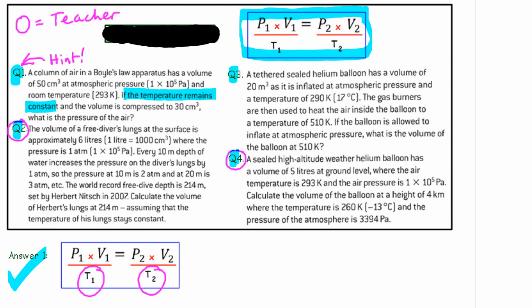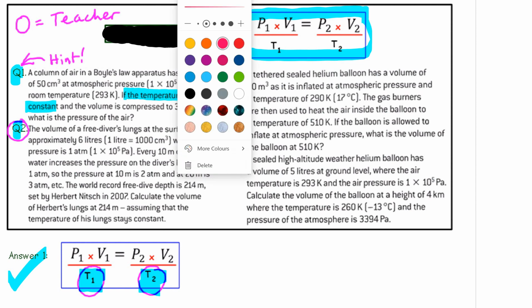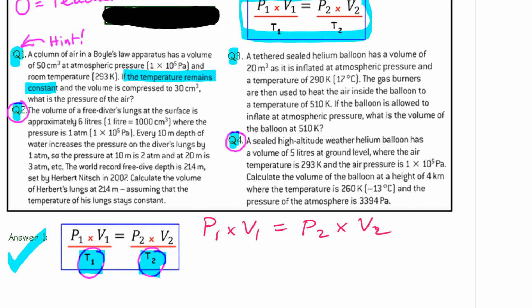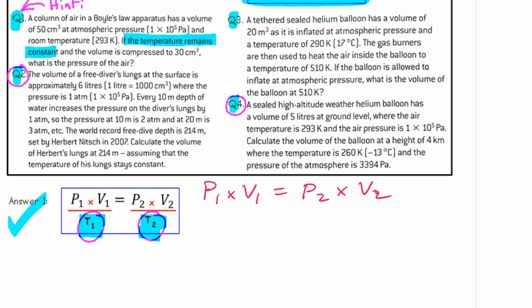But it says if the temperature remains constant. If the temperature remains constant, we don't need these two. You can cross those out. So we've got a slightly altered equation. P1 times V1 equals P2 times V2. Now let's put these numbers in. I'll try and highlight them as I go along now.